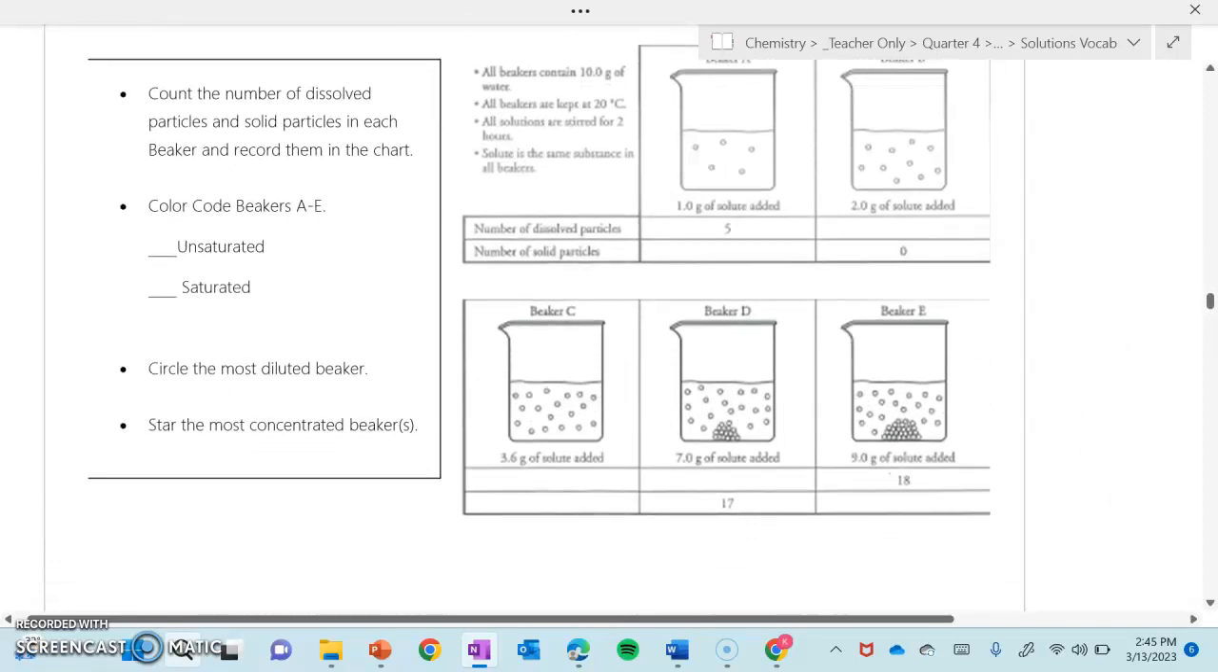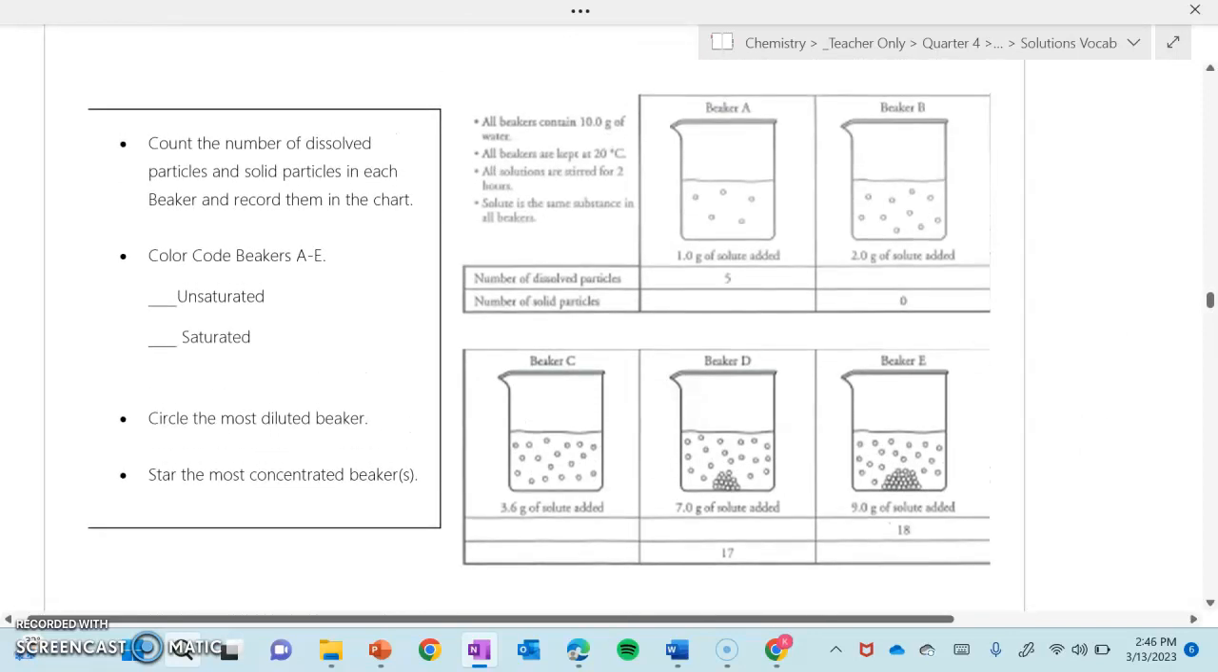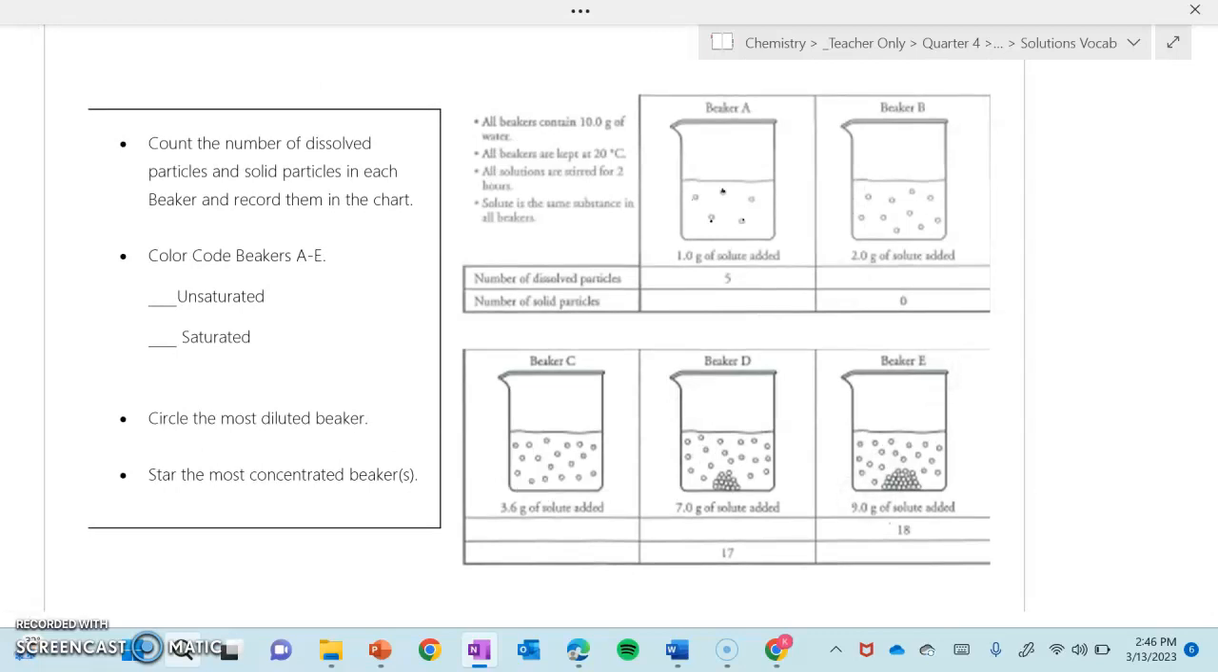You will count the number of particles in each beaker. So literally count: I've got 1, 2, 3, 4, 5 particles dissolved. How many solid? 0. There's none at the bottom. Then here, same thing: 1, 2, 3, 4, 5, 6, 7, 8, 9, 10, and still 0 solid because there's none at the bottom. You can do C, D, and E, so that's count the number. Then color code your beakers, unsaturated and saturated.